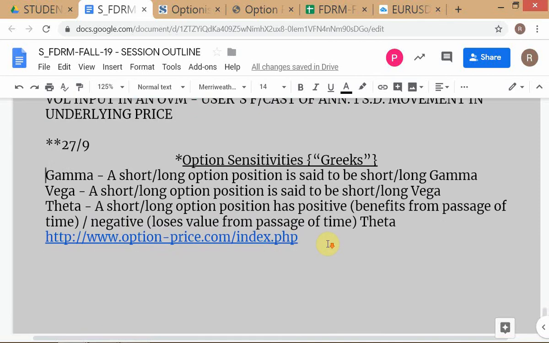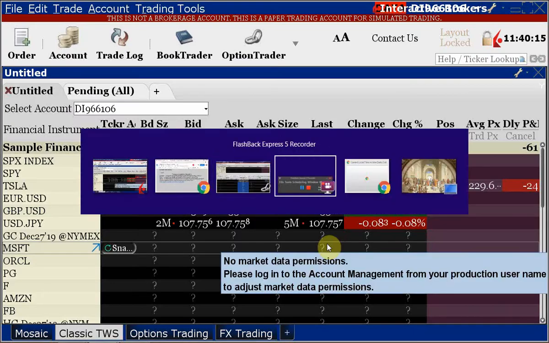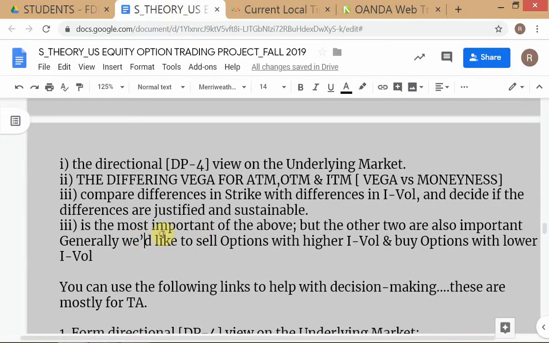Okay, so I know where it is. Okay, so I'm looking at the wrong file. Okay, so I'll transfer this from here.